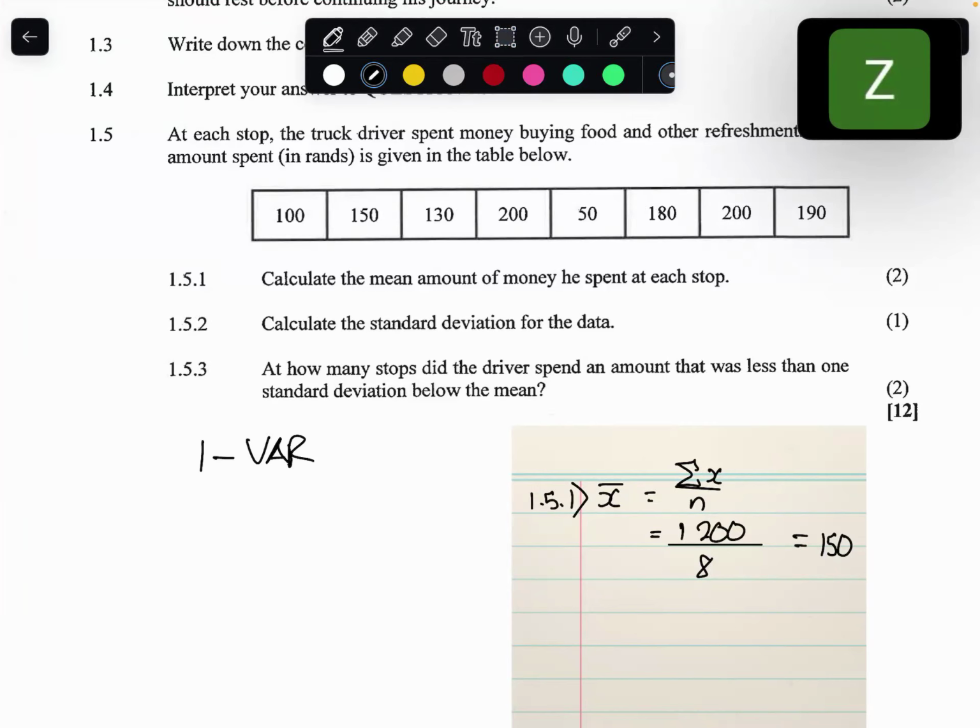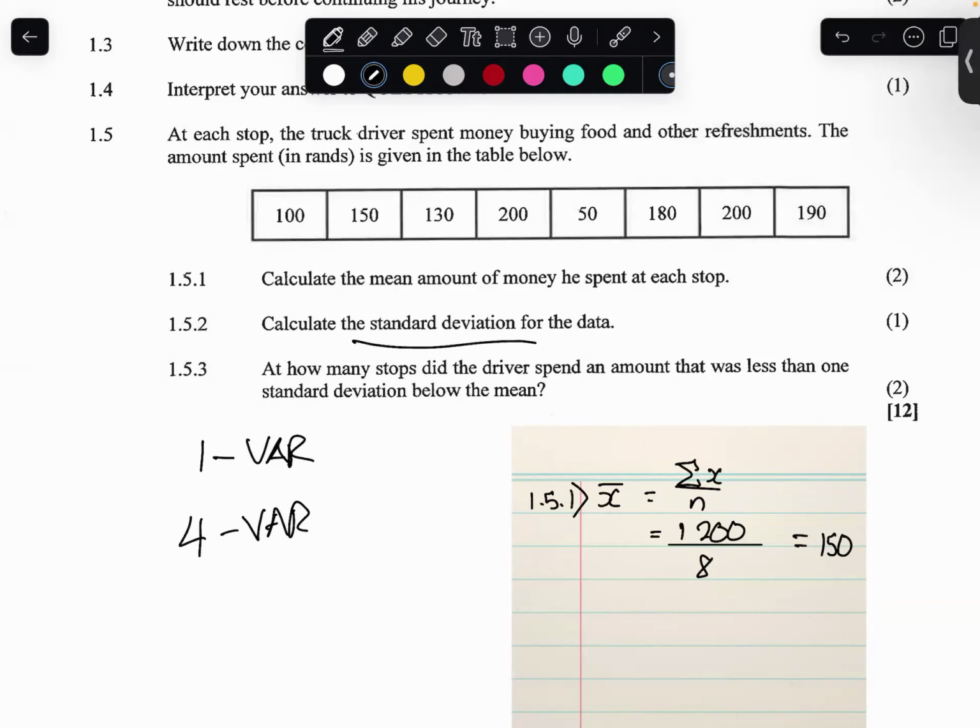Once the data is in, you're going to press AC. You're going to go shift 1, and then you're going to go into number 4, variance. And once you have number 4, to get standard deviation, you're going to press 3. Right? That is standard deviation.